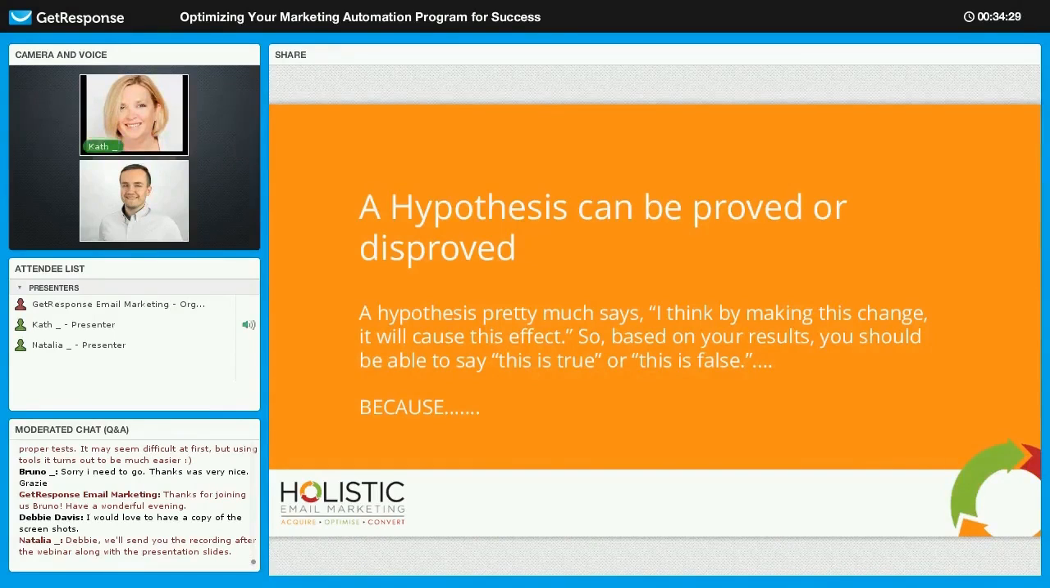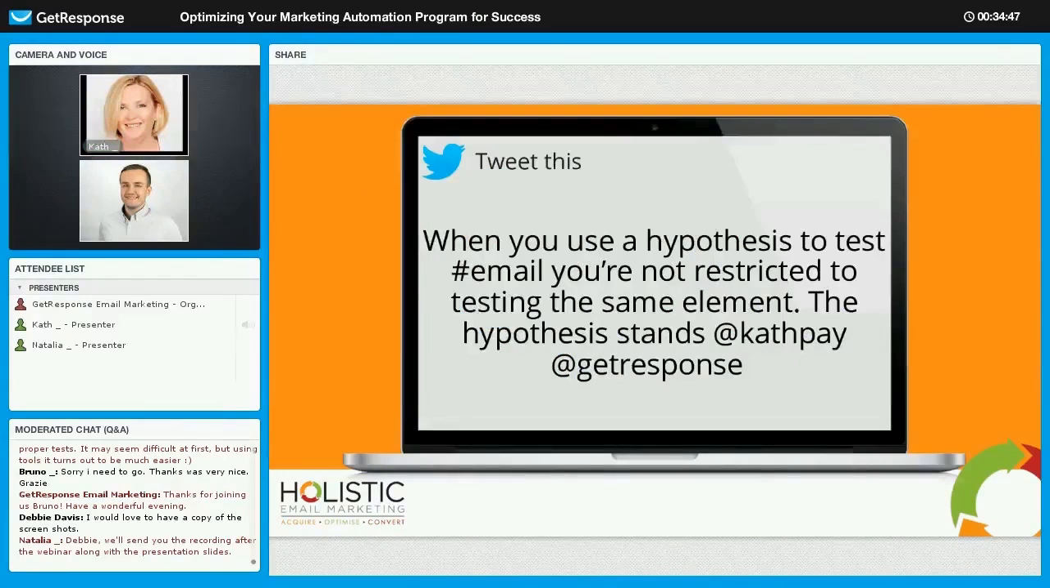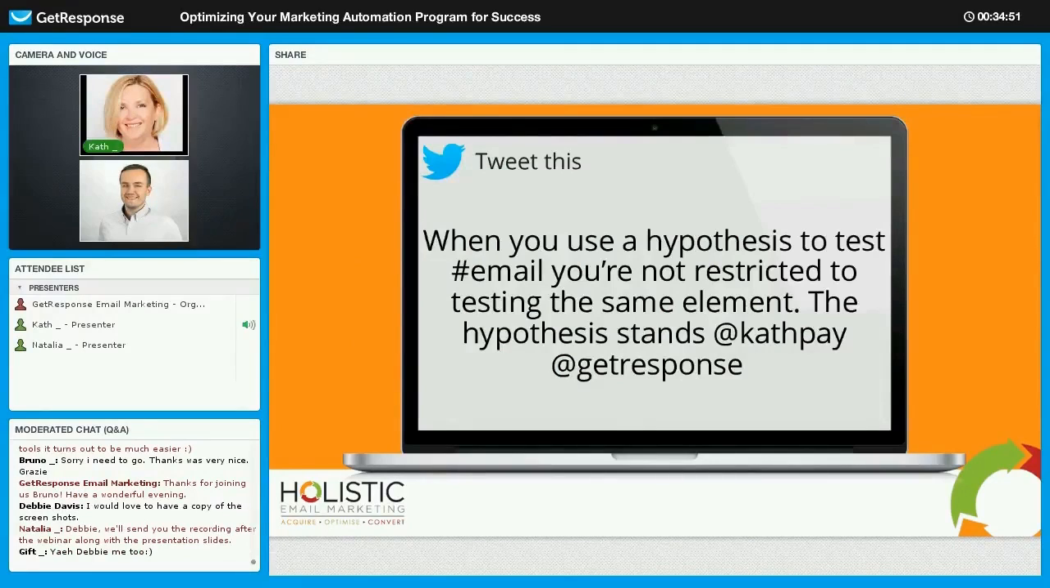So a hypothesis can be proved or disproved. It pretty much says that I think by making this change, it's going to cause this effect. And therefore, based upon your results, you should be able to say, this is true, or this is false. And then because, okay? So that because is the key factor. So when you use a hypothesis to test email, you're not restricted to testing the same element. The hypothesis stands. And that's the beauty about having a hypothesis. Because we're actually testing more than just the actual element.